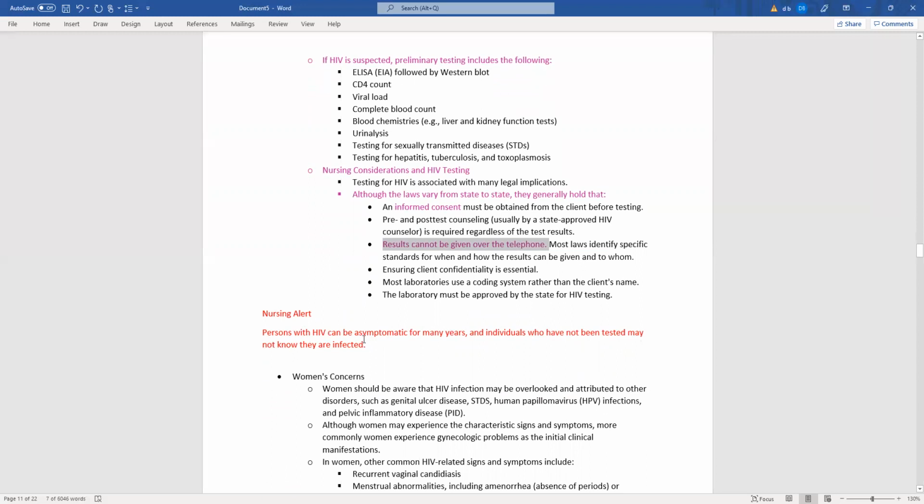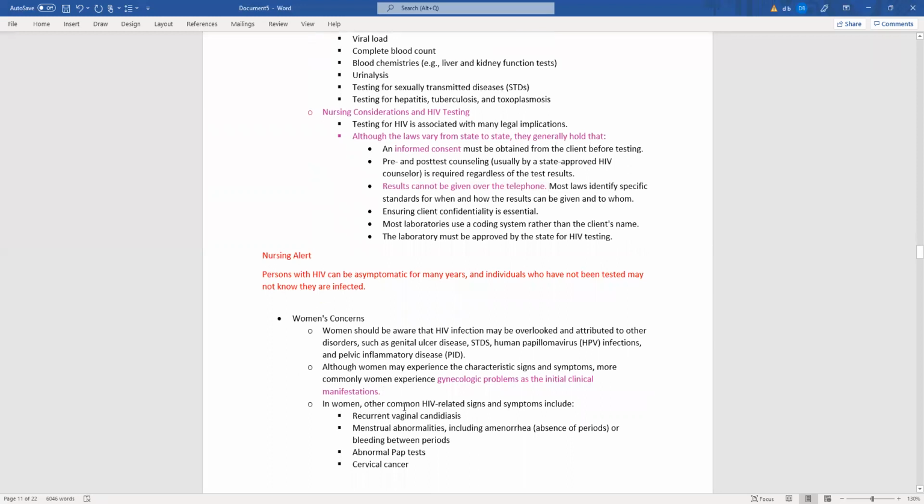Nursing alert: a person with HIV can be asymptomatic for many years. Individuals who have not been tested may not know that they are affected. Women's concern: women should be aware that HIV infection may be overlooked and attributed to other disorders, such as genital ulcer disease, STDs, HPV infections, and PID. Women commonly experience gynecologic problems as the initial clinical manifestation. A woman is going to come in because she has some gynecologic problems going on, and that might be important to know.